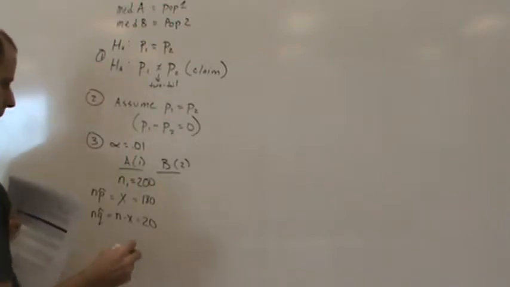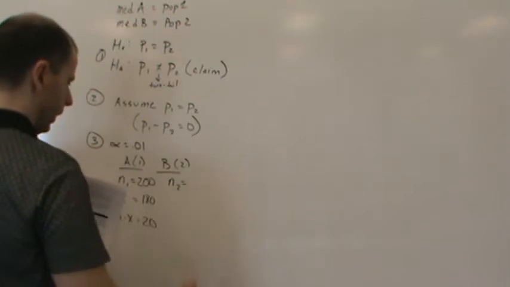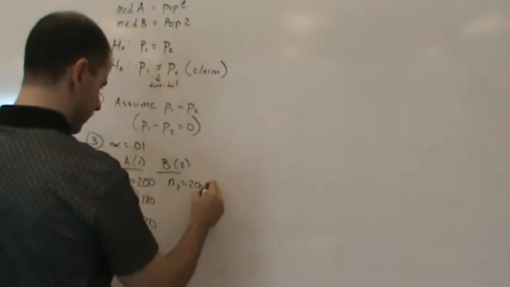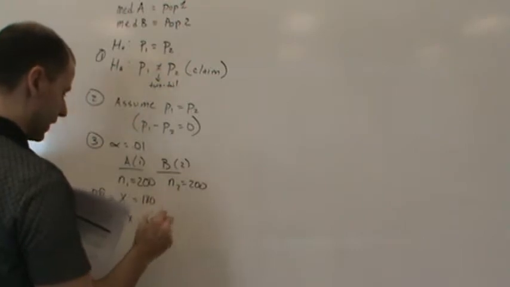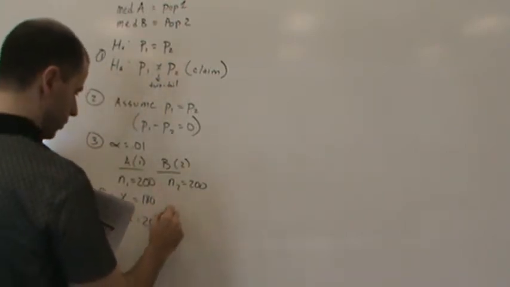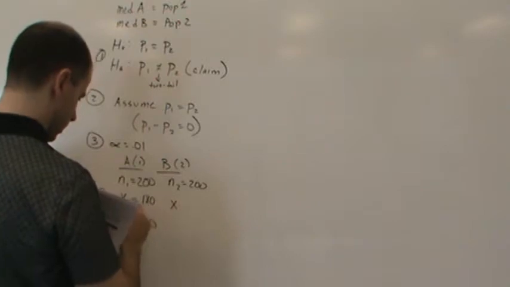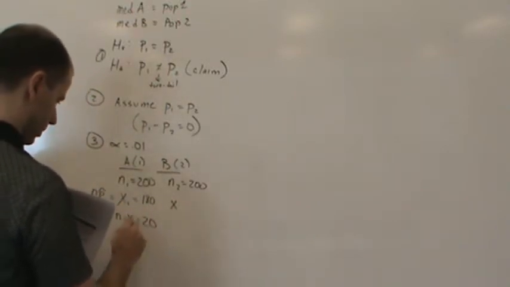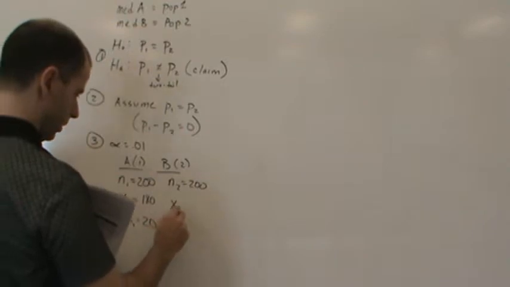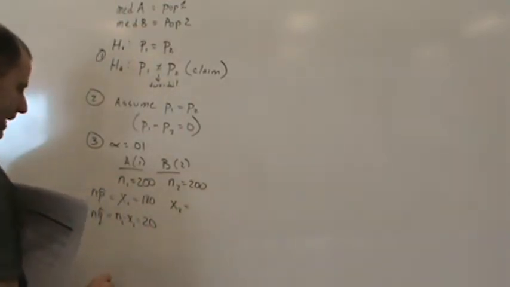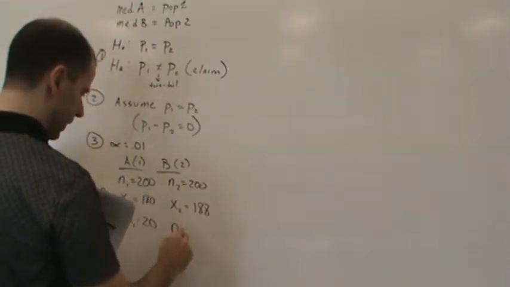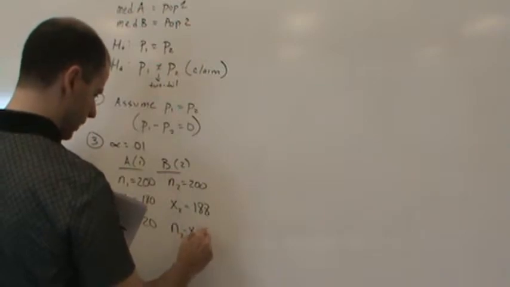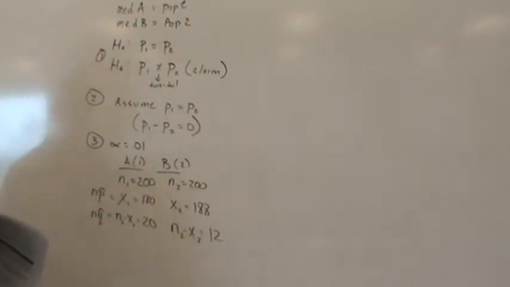Now, what about B? N2 is also 200. And of the 200 in that sample, 12 did not experience relief. So that means how many did? Well, 188. Which means then N2 minus X2 is 12, right?